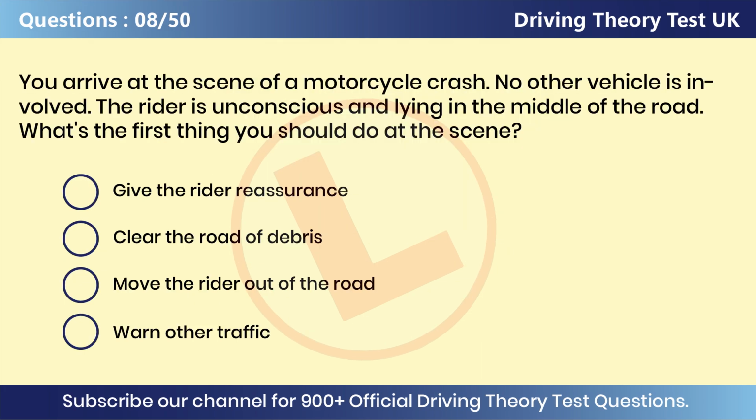Question 8. You arrive at the scene of a motorcycle crash. No other vehicle is involved. The rider is unconscious and lying in the middle of the road. What's the first thing you should do at the scene? A. Give the rider reassurance. B. Clear the road of debris. C. Move the rider out of the road. D. Warn other traffic.